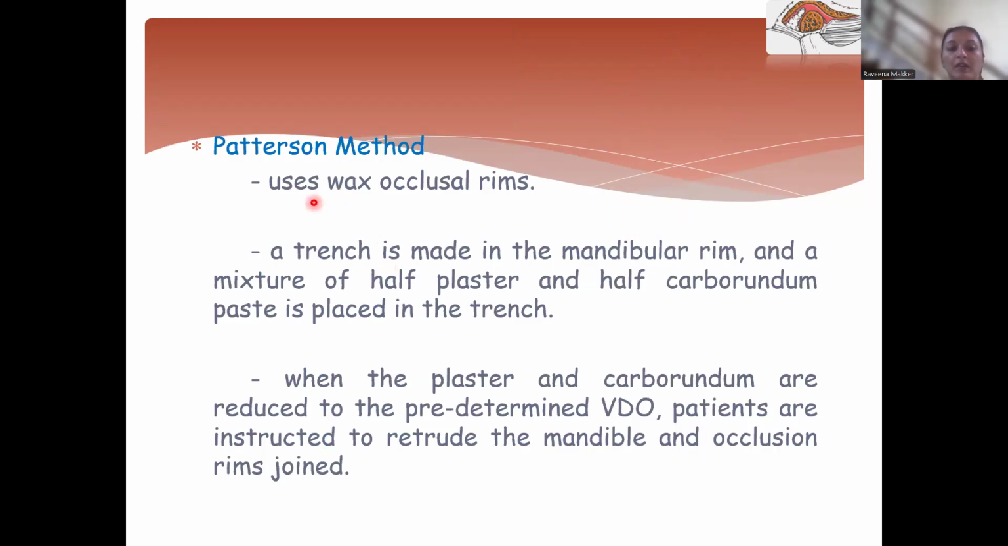Then Patterson method. This uses wax occlusal rims. A trench is made in the mandibular rim and a mixture of half plaster and half carborundum paste is placed in the trench. When the plaster and carborundum are reduced to the predetermined height, patients are instructed to retrude the mandible and the occlusal rims are joined together.